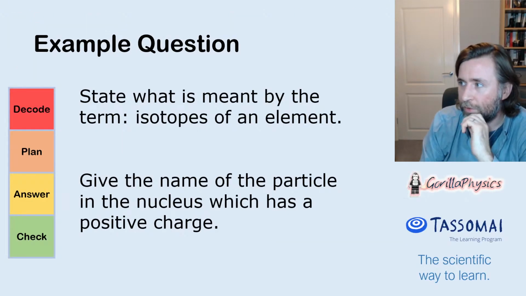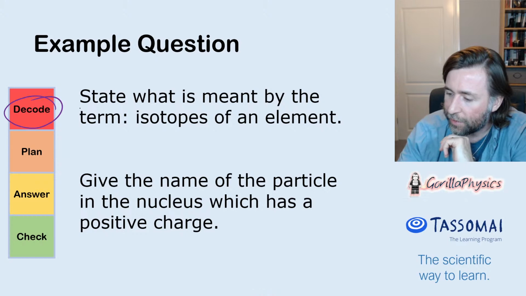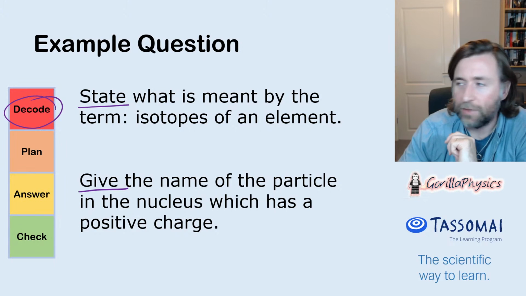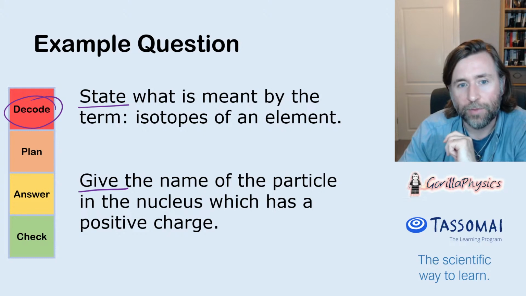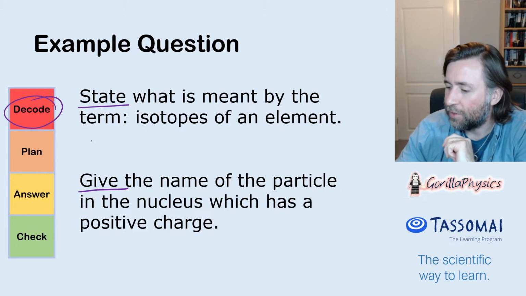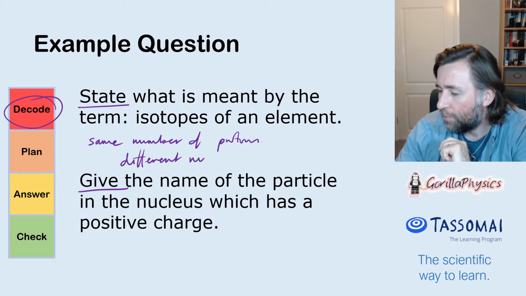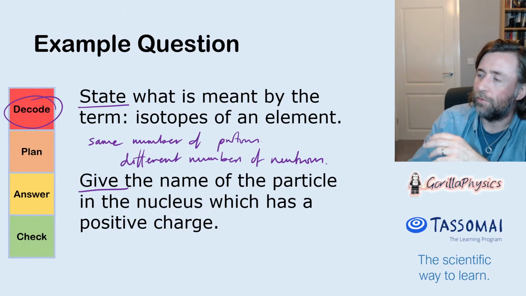So this is a straightforward one really, because with this type of exam question, when we decode these, we should be thinking we're going to get these nice and quick, state and give. And that just means do you or do you not remember the answer to this question. What is meant first of all by the term isotopes of an element? So isotopes of an element have the same number of protons, different numbers of neutrons.